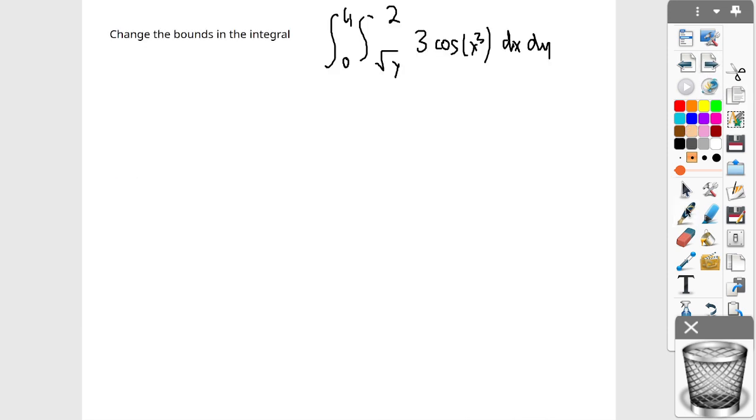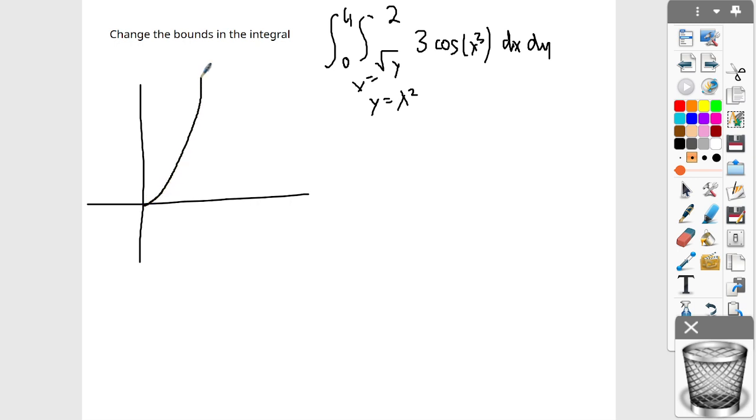Okay, so let's change the bounds in this integral. Let's make the shape. This is x equals negative y, which is y equals x squared. But it's only the positive part of it, so y equals x squared right here. X equals negative y.